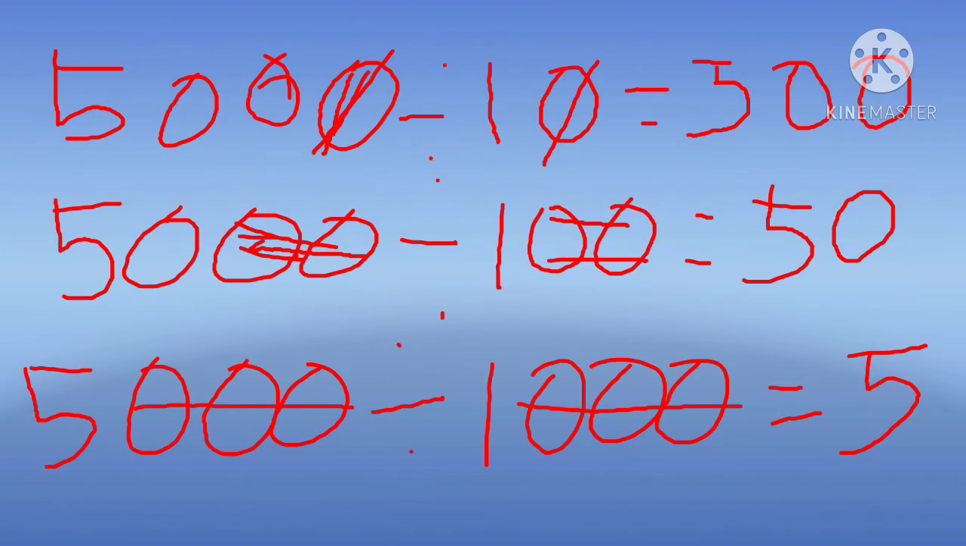When we divide by 10, we have 1 zero, so we will cancel 1 zero from 5,000. The answer is 500. When we divide by 100, we have 2 zeros, so we will cancel 2 zeros also from 5,000, so the answer is 50. And when we divide by 1,000, we have 3 zeros, so we will cancel 3 zeros also from 5,000. That is why the answer is 5.